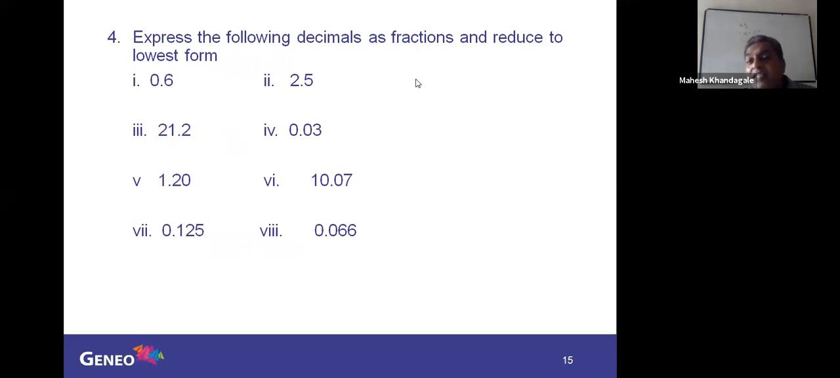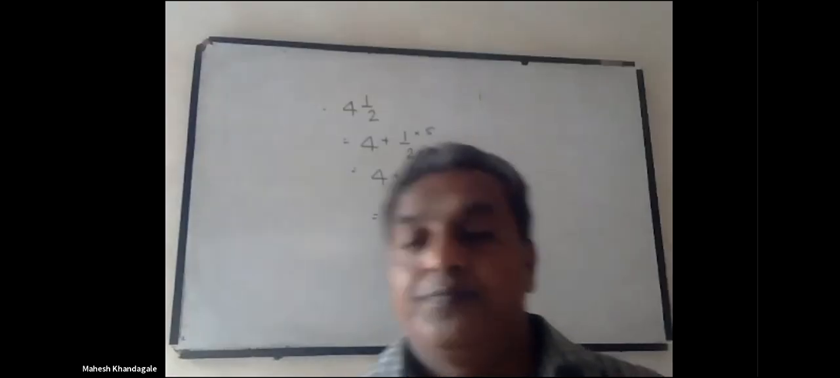Express the following as fractions and reduce to lowest form if possible. So 0.6. 0.6 को कैसे लिखेंगे? 6 upon 10 and common factor is 2. So divide by 2 to 3 upon 5 आएगा. Understood this? Second question I will show. 2.5. How to do it?